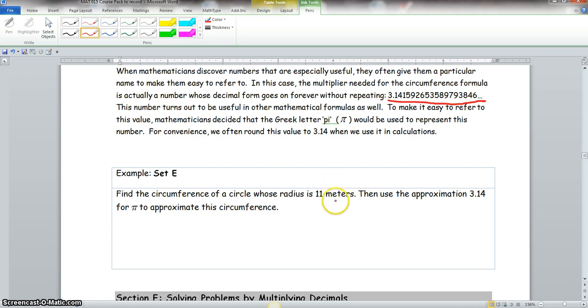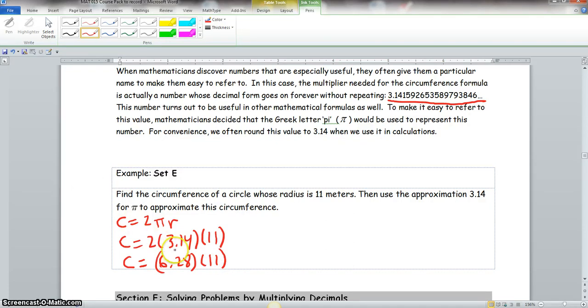Now it says example set E. Find the circumference of a circle whose radius is 11 meters. Then use the approximation 3.14 for pi to approximate the circumference. So since we're given a radius, let's use 2 times pi times r. So we have 2 times 3.14 for pi, and our radius is 11. Now what we need to do is multiply here. Now we know 2 times 3.14 would give us 6.28.